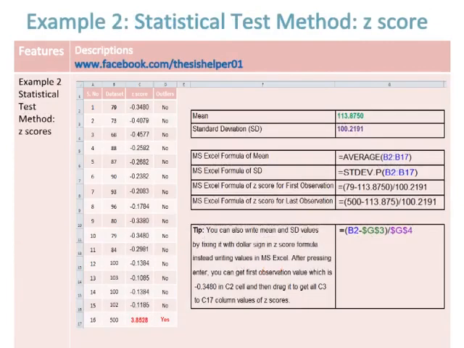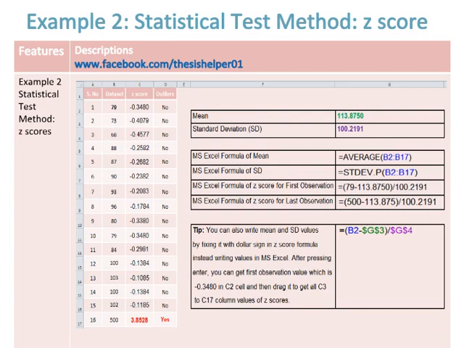Example 2 is statistical test method, z-scores. In example 2 the dataset of 16 observations is given. First of all you have to find the mean and then the standard deviation, which are 113.8750 and 100.2191. For help, the MS Excel formulas for mean and standard deviation are also given.